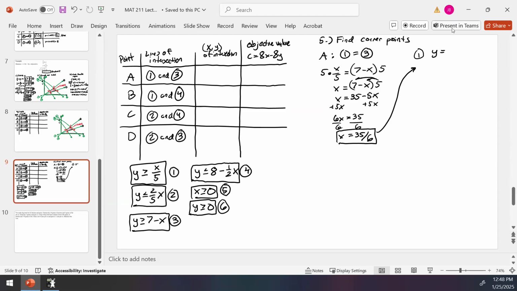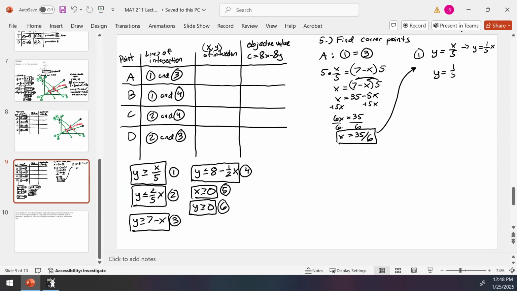So y equals x over 5. So this is important because sometimes students forget how fractions look. So remember, x over 5 is the same thing as y equals 1/5 times x. So x over 5 and 1/5 times x, those mean the same thing. They're not different. And the reason I do this is because it makes this a lot easier.